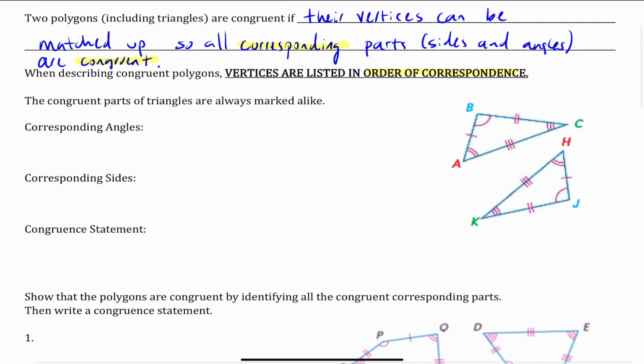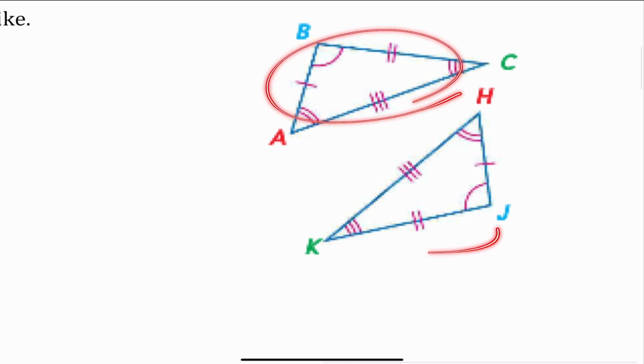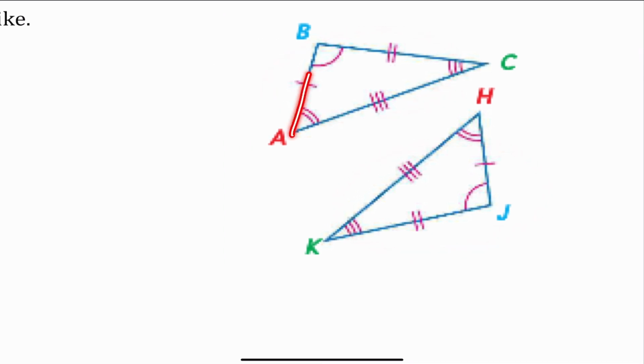So let's go ahead and determine the corresponding angles, the corresponding sides, and then write a congruent statement if the corresponding angles are congruent and the corresponding sides are congruent. To figure out which parts of the triangles are congruent, they are marked alike. So, for instance, we have two triangles right here, triangle ABC, and also triangle HJK.